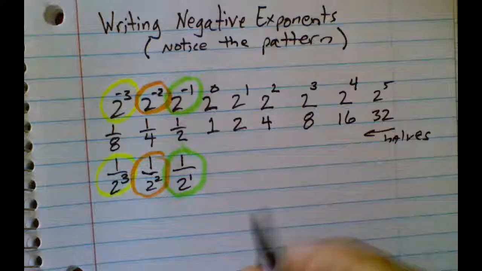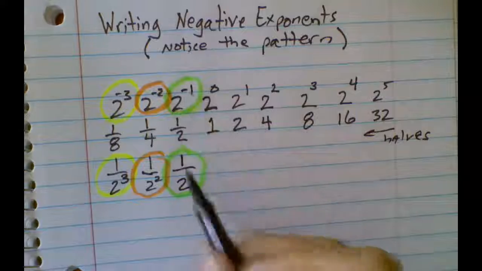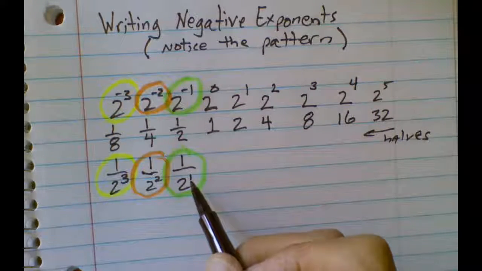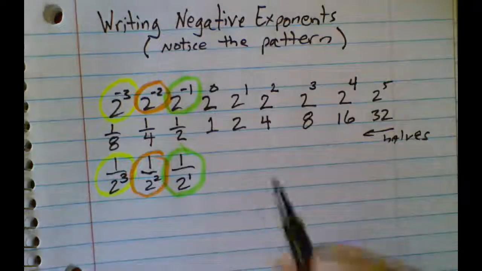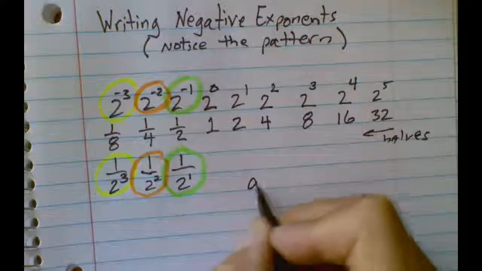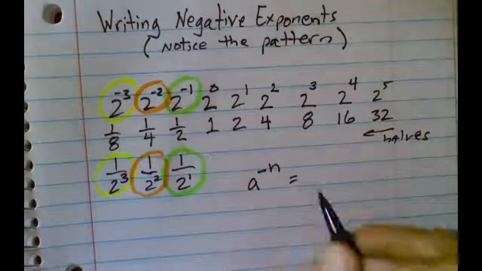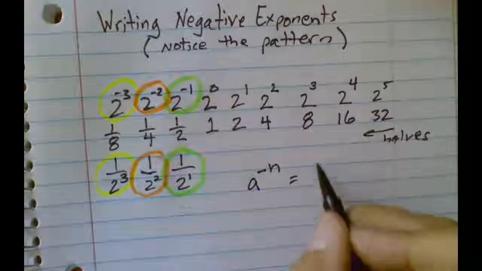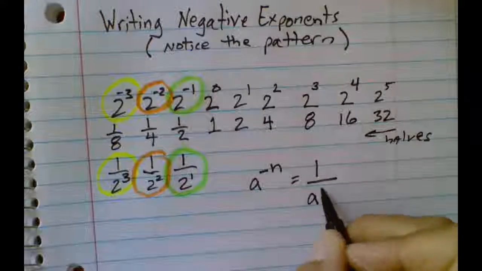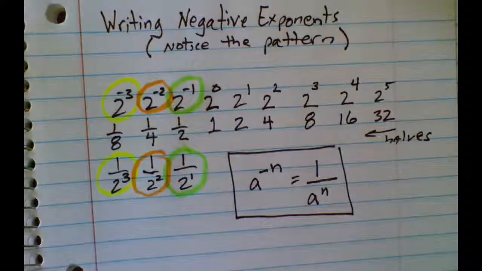So I could see that if I have something to the negative exponent, it's 1 over the same thing to the positive exponent. That's one way to say it. So if I used it with letters, it might look like this: a to the negative n, the negative exponent, is the same thing as 1 over a to the positive n. And there is my negative exponent rule. Hope that's clear.